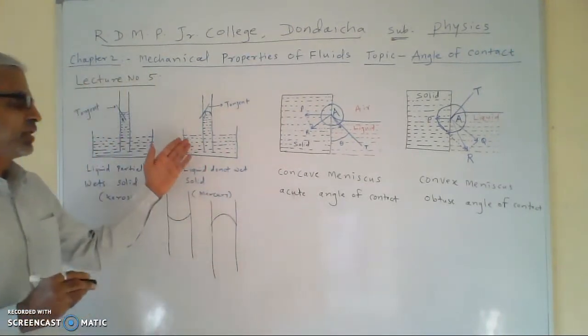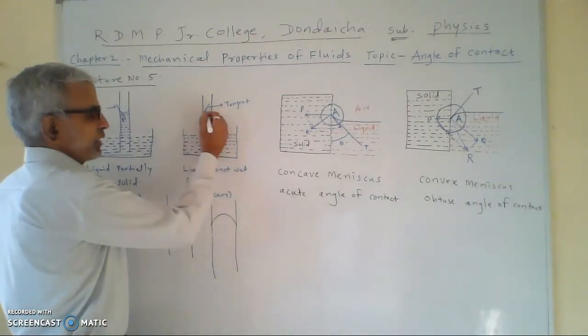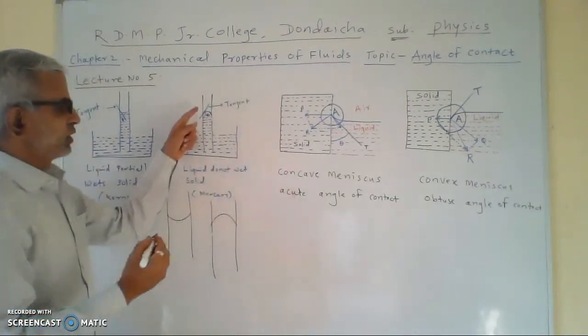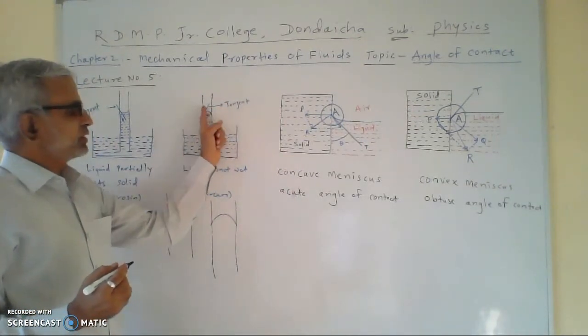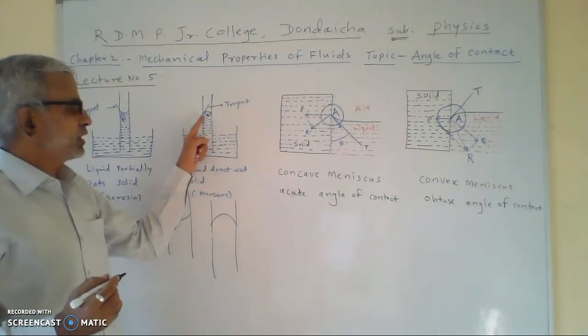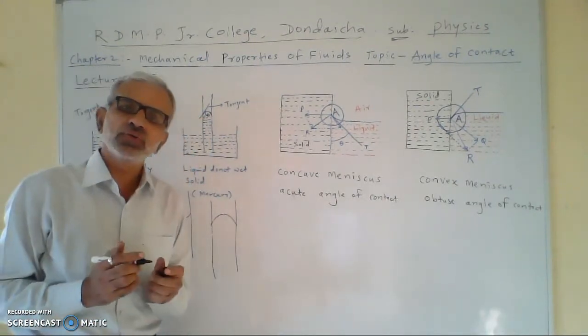Now here in this figure, this is the angle of contact. This is a tangent drawn to the convex surface, and the angle between this tangent and this solid surface is called the angle of contact. So this is the meaning of the angle of contact.